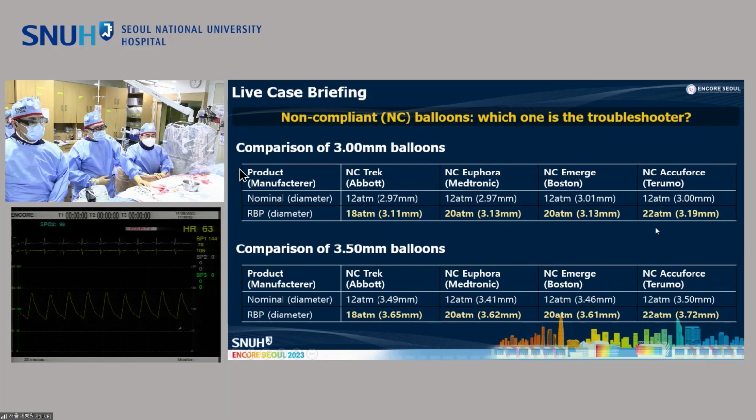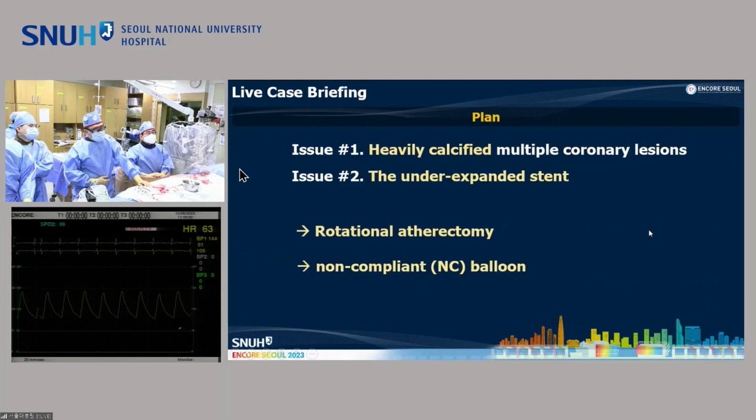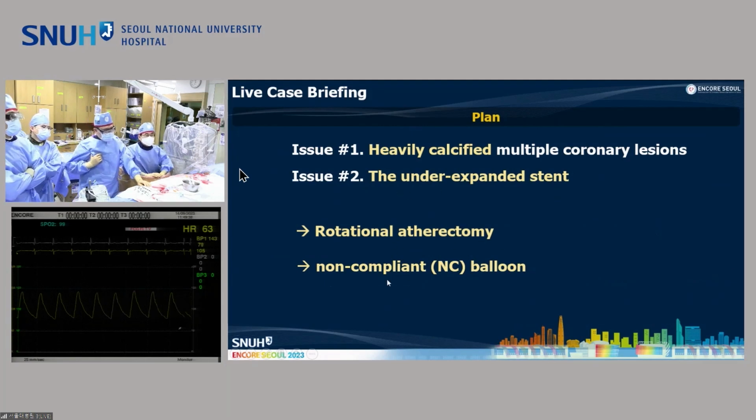Do you know the definition of RBP, rated burst pressure? It is a very safe pressure because at this pressure, the chance of balloon rupture is 0.1%, just one case among 1,000 trials. Thus, RBP is a very safe pressure. Actually, the upper limit of pressure of the Active Force is about 30 atmospheres. Thus, heavy calcified proximal LAD and underexpanded CIRC stent can be treated with ROTA ablator or NC balloon.